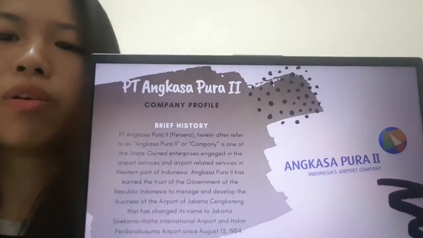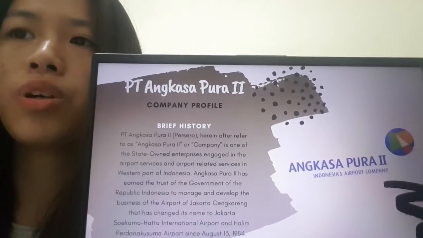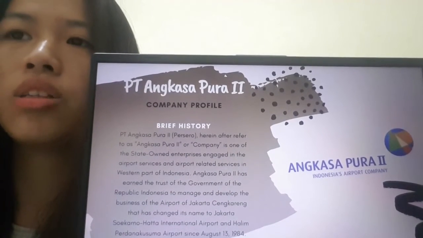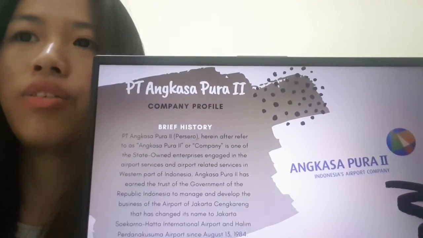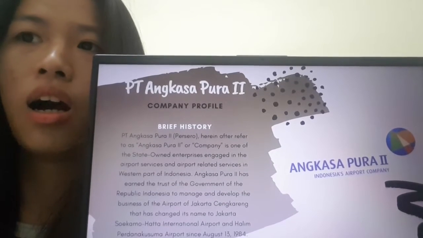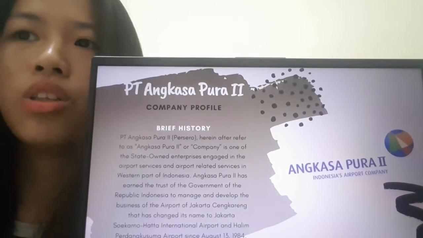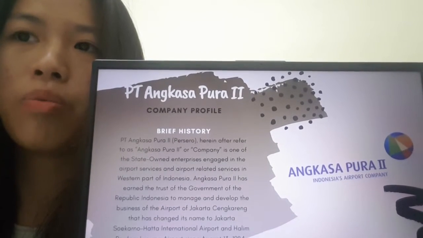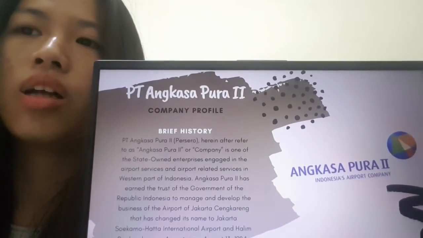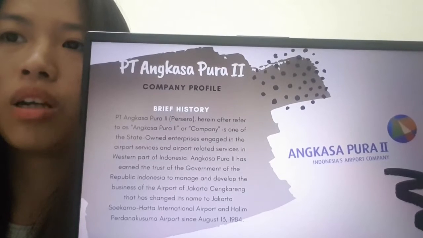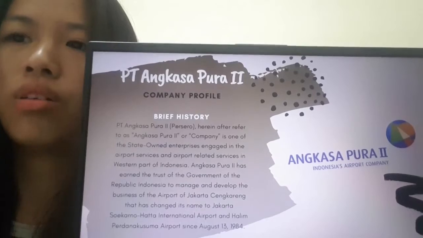The first is company profile. Here's a brief history about PT Angkasa Pura 2. So, PT Angkasa Pura 2 is one of the state-owned enterprises engaged in the airport services and airport-related services in the western part of Indonesia. Angkasa Pura 2 has earned the trust of the government of the Republic of Indonesia to manage and develop the business of the airport of Jakarta Cengkareng that has changed its name into Jakarta Soekarno-Hatta International Airport and Halim Perdana Kusuma Airport since August 13, 1984.